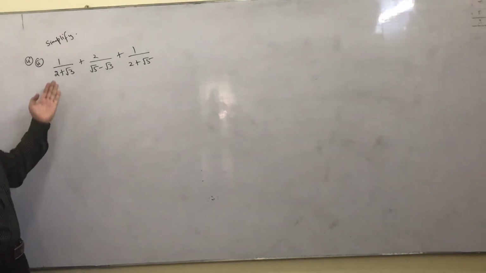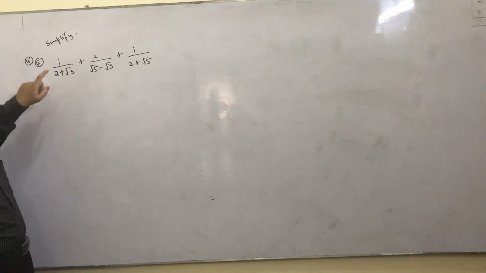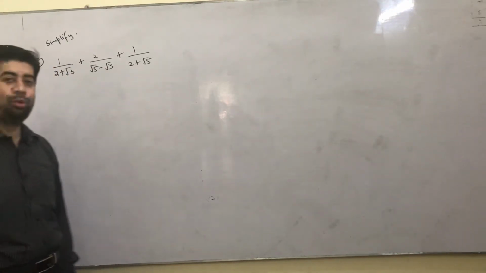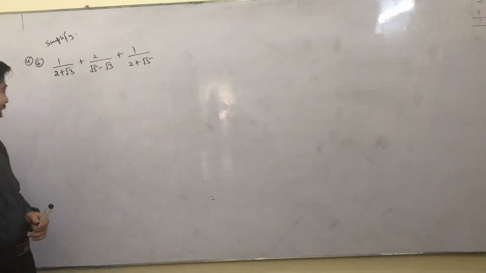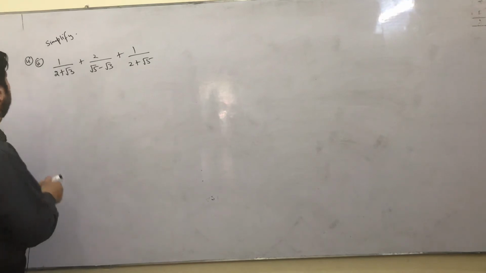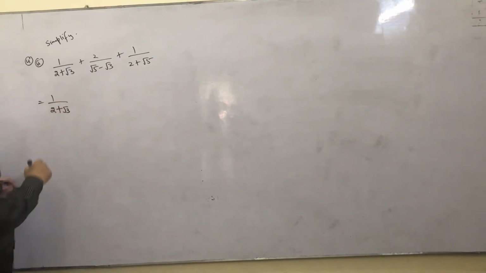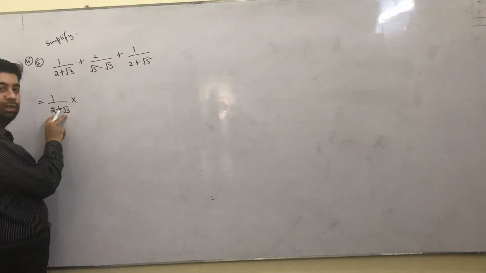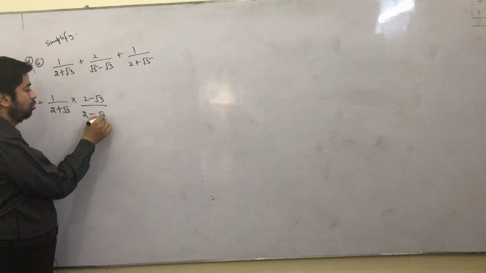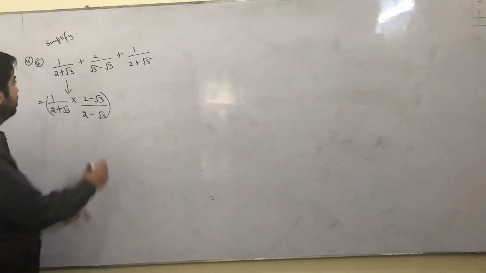See that there are 3 portions, and in all 3 portions the denominators are irrational. So you know what to do: you first have to make all the denominators rational. For this part, 1 over 2 plus √3, its conjugate is 2 minus √3, so multiply by 2 minus √3 in the numerator and in the denominator.